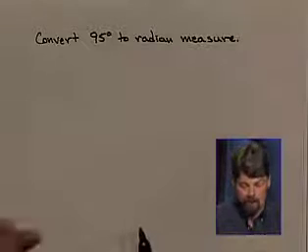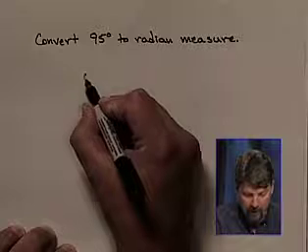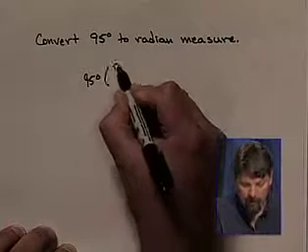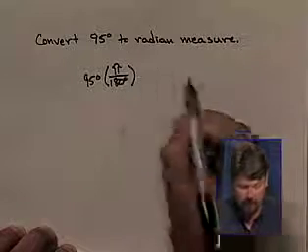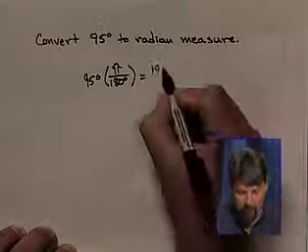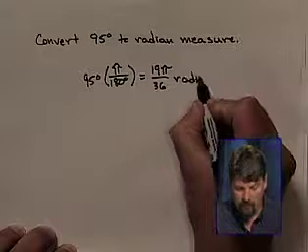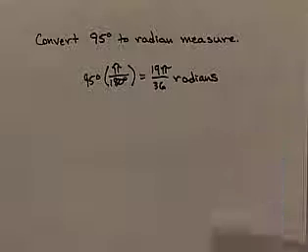Since we're converting from degrees to radians, we need to multiply 95 degrees by pi over 180 degrees. And if we simplify this, we end up with 19 pi over 36 radians. Now we also should try an example where we convert radians to degrees.